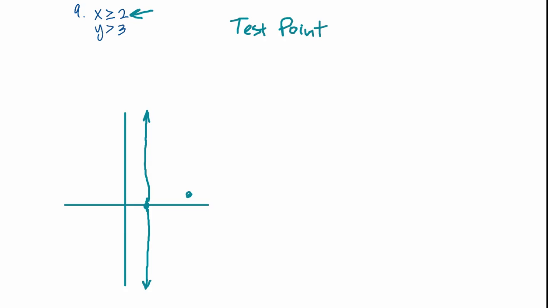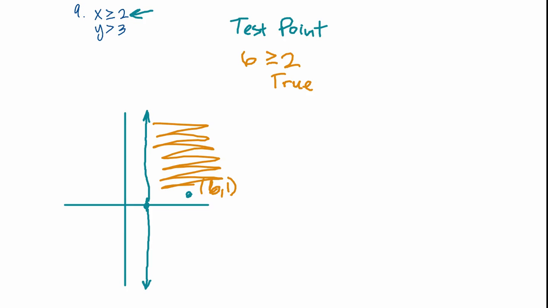Let's see what this test point is. 1, 2, 3, 4, 5, 6, 1. So we're going to test the point 6, 1 in the inequality. We're going to plug it in there. 6 is the x. So when I put 6 in here, 6 is greater than or equal to 2. That's true. If it's true, you're going to shade where your point is. If it was false, you would shade the other side of the boundary line.